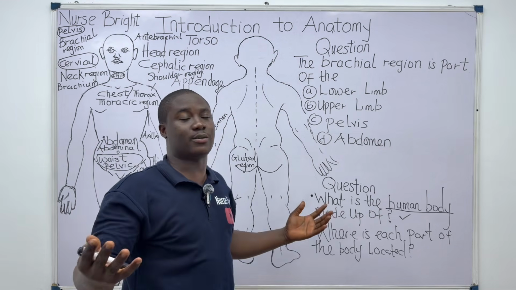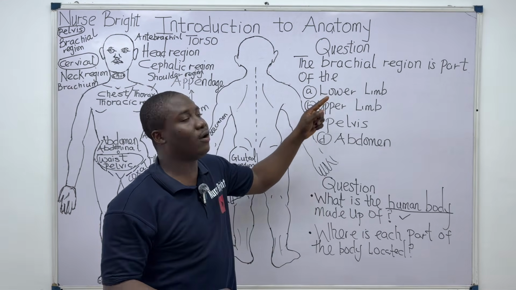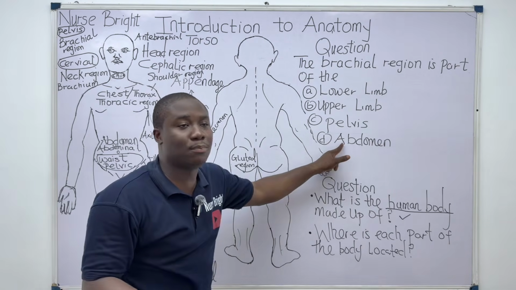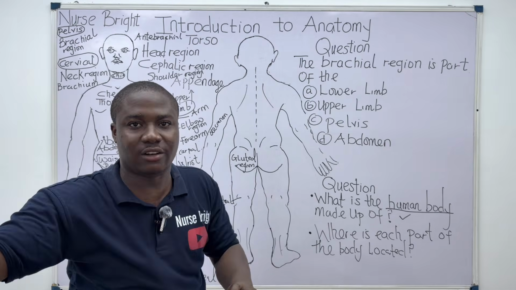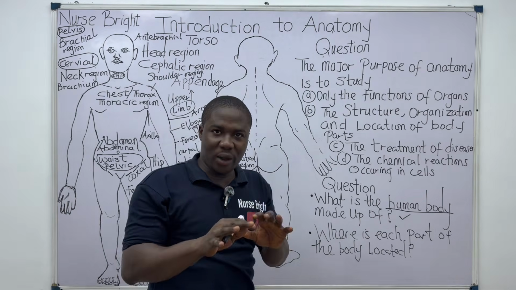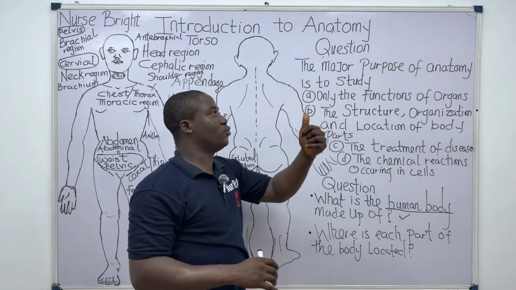You know the answer, I've explained it. Is the brachial region part of the lower limbs, the upper limbs, the pelvis, or the abdomen? The abdomen is also called the abdominal region. So provide the answer in the comment section. Very easy. Okay, guys, provide the answer to this question.